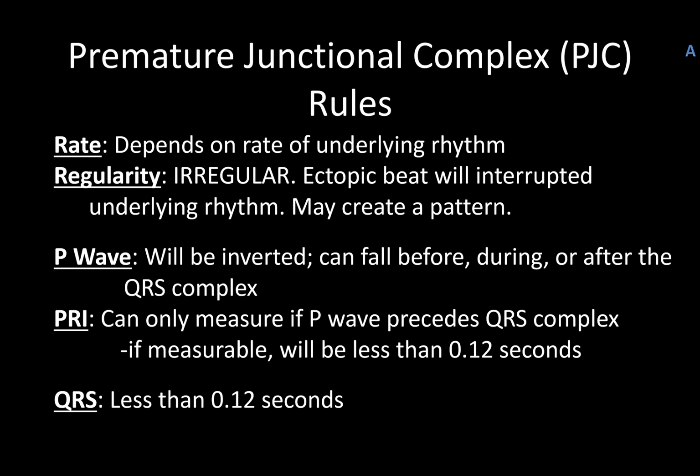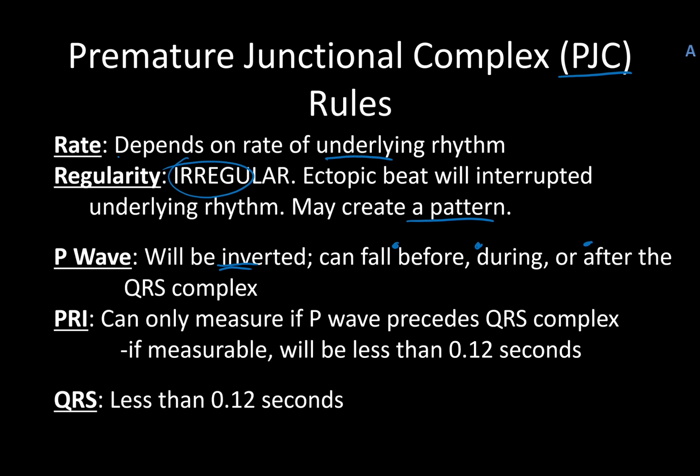Rules for your premature junctional complex, PJC. The regularity and rate: rate depends on the underlying rhythm. You're going to have an irregular rhythm because there's an ectopic beat present, right? You can have a pattern, though. That's entirely possible. You'll just have to look for it. The P wave will be inverted, just like we said before. It's going to be before, during, or after the QRS complex.